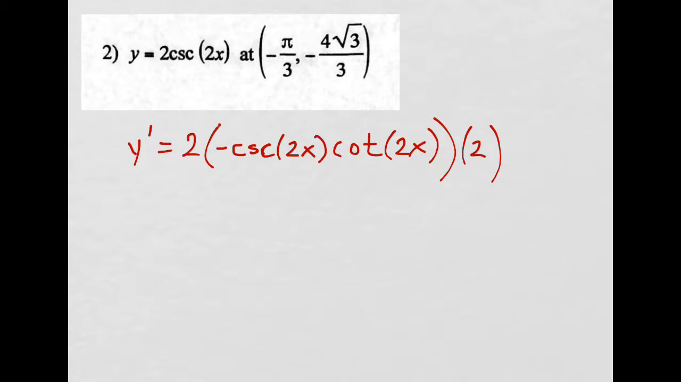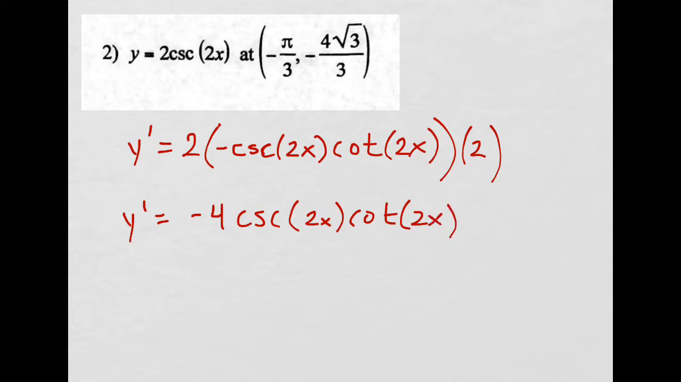And then I'm going to clean it up a little bit. So y prime equals negative 4 cosecant 2x cotangent 2x. And that's because the 2 times the 2 is the 4, and then the negative right there. Alright, so that's the formula for the slope of the tangent line. To actually get the slope at this ordered pair, you plug in negative pi over 3. So let's see what happens.